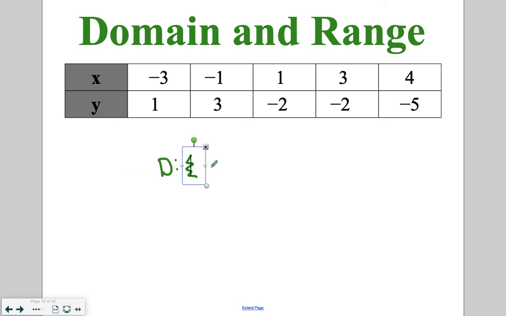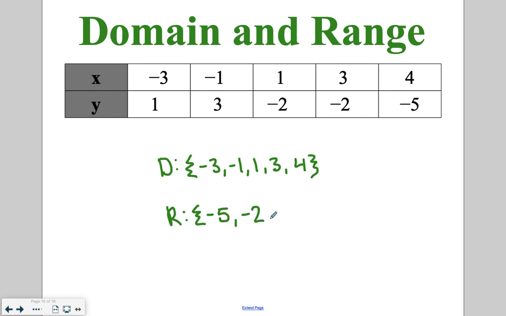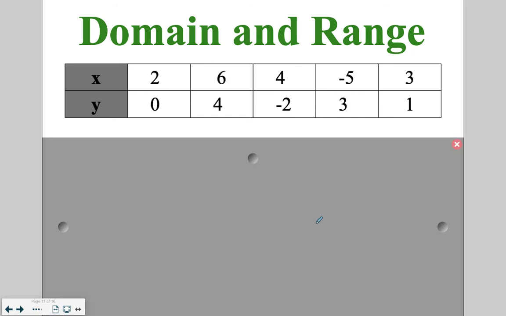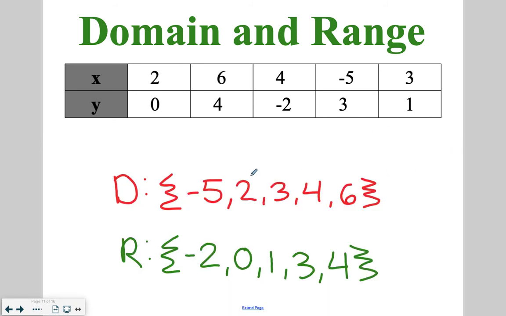But we've got our domain. Again, we're going to list our x values from least, so -3, -1, 1, 3, and to greatest, which is 4. And then for our range, again, we want to look at our values, starting with the smallest one, which is -5. Then we have -2 that occurs twice, but we're only going to list it once. And then we've got 1 and 3. So go ahead and list the domain and range for this one on your own. You've got your domain -5, 2, 3, 4, 6, and your range of -2, 0, 1, 3, 4.